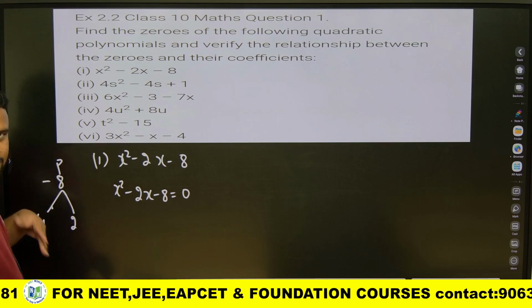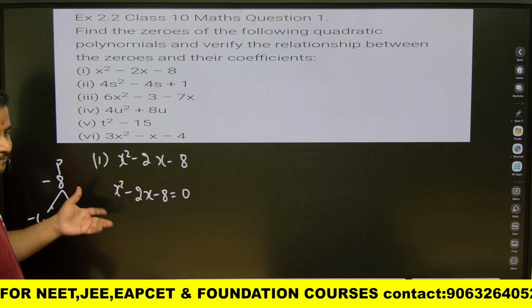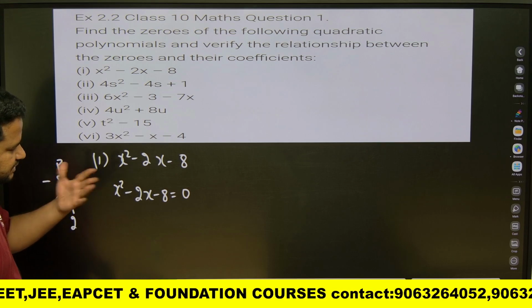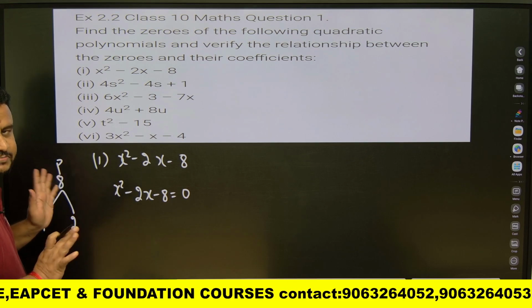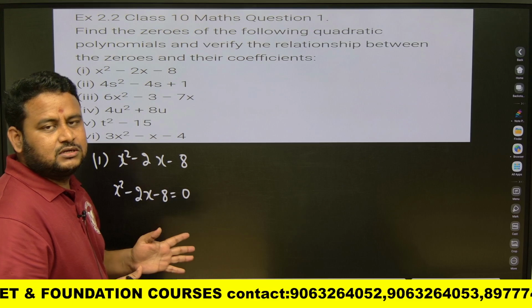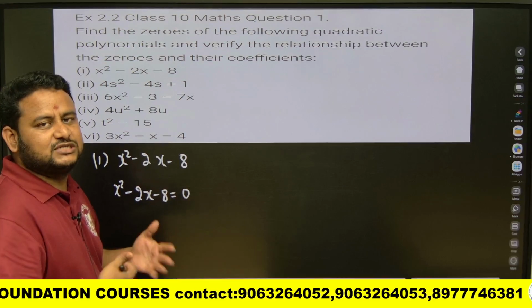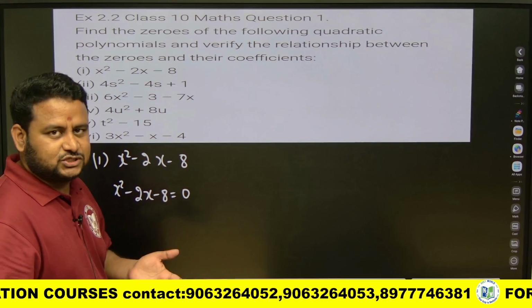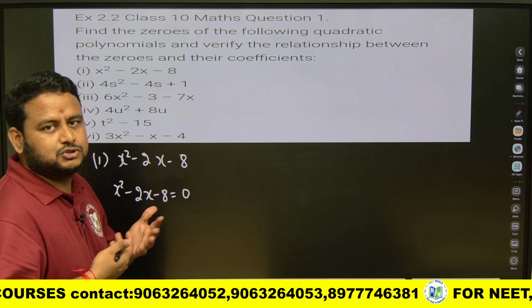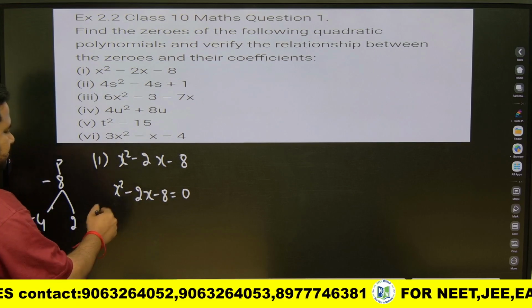So this is what I am explaining again, how to do the splitting the middle term. First question, so I am explaining. In the next questions, I will not be explaining how to do the splitting the middle term, because in class 9 you have already studied, or you can watch our class 9 series also to make your basics strong, so that you can score well when it comes to class 10. Okay, so this is x square minus 2x minus 8.